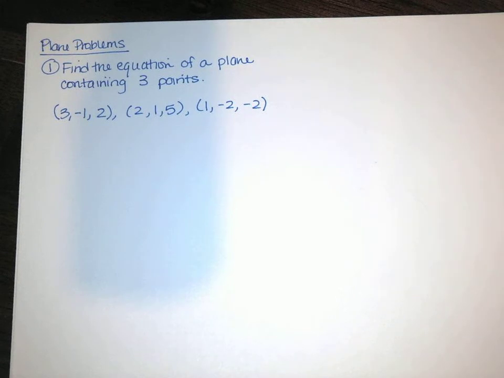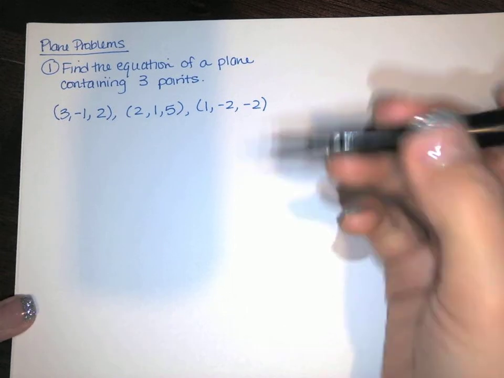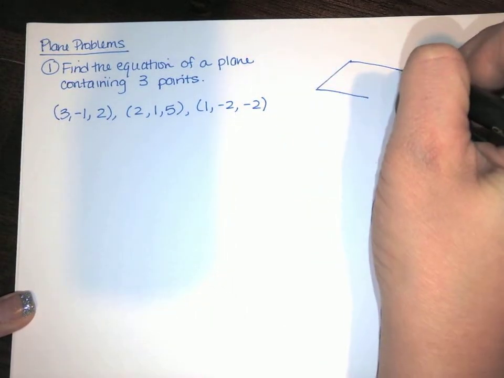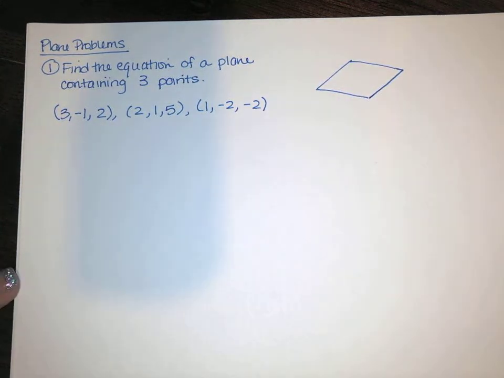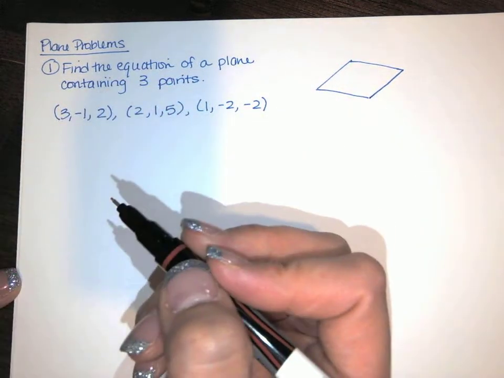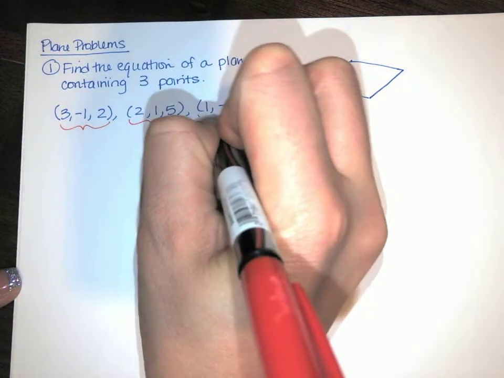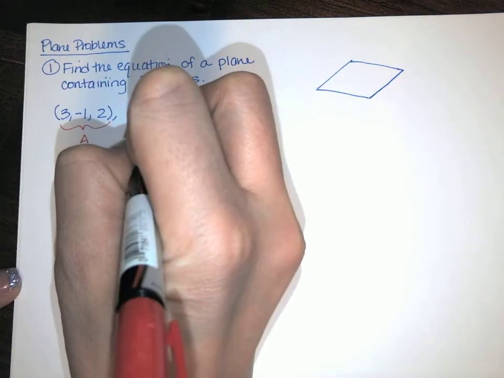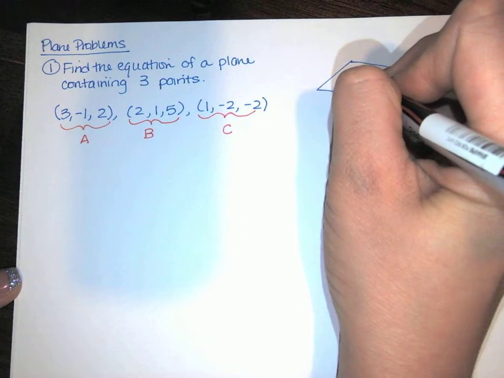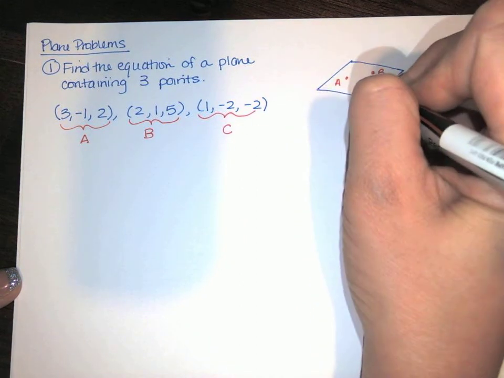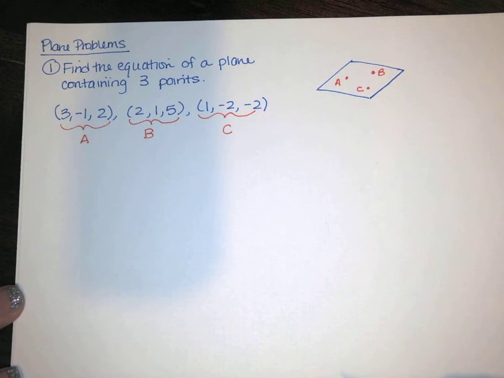So often what we do, instead of graphing the actual plane, is we graph a cartoon of the plane. So here's a cartoon. And I know that these 3 points lie in my plane. I'm going to call them A, B, and C. So let's say A is here, and B is here, and C is there. And we want to find the equation of a plane.